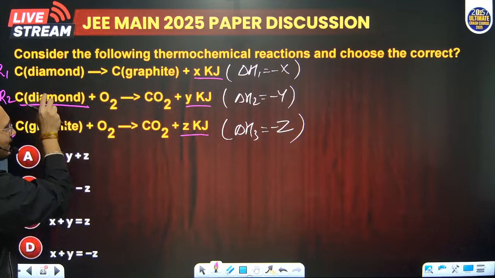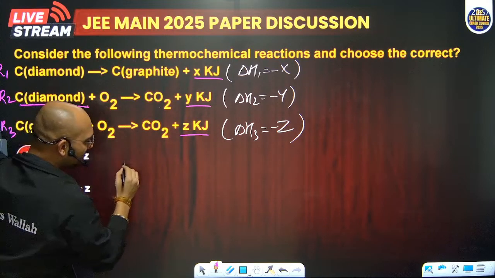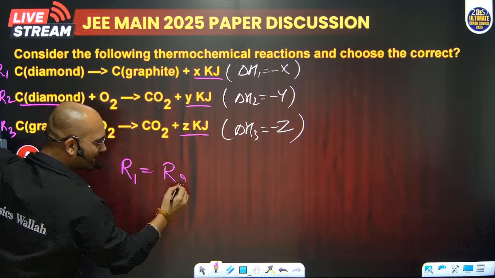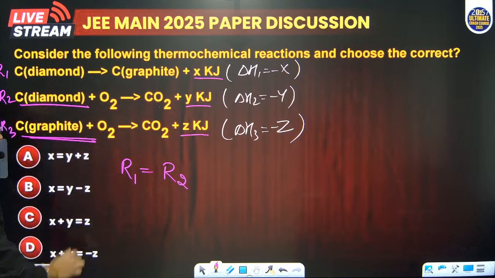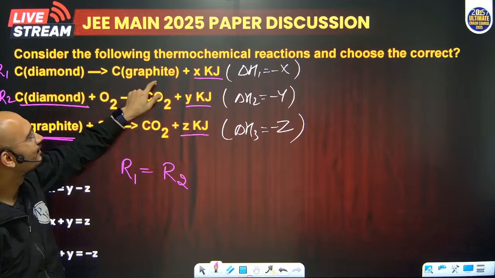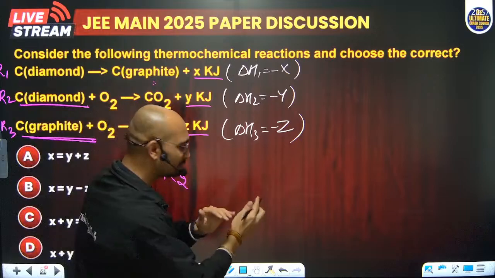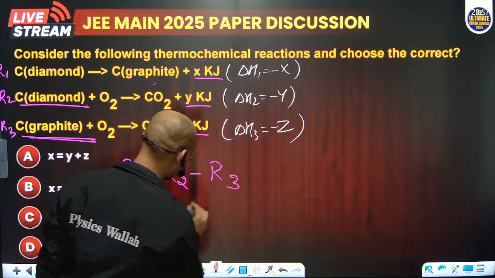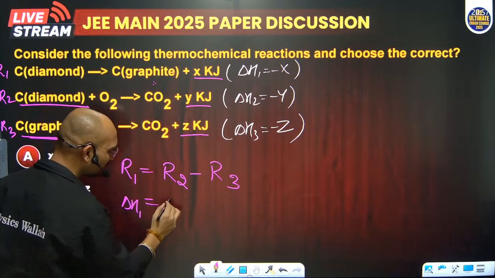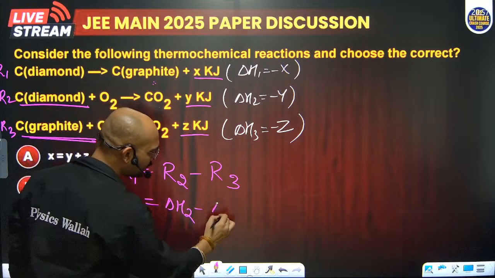So what we can say, reaction 2 should be taken as it is. So what we can say, R1 equals R2. What about R3? Graphite is there on the product side in reaction 2, but in reaction 3 it is on the reactant side. What will happen? We'll have to flip the reaction. How do we do that? Minus of R3. So delta H1 equals delta H2 minus delta H3.